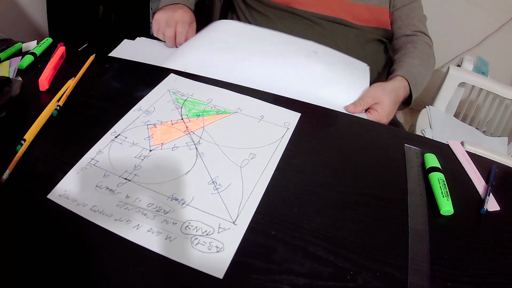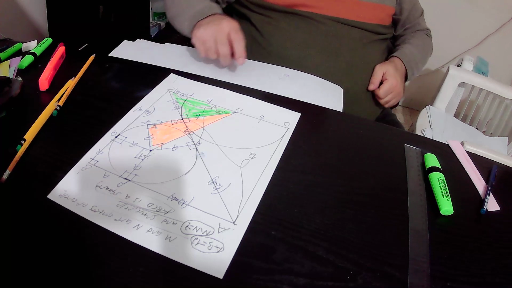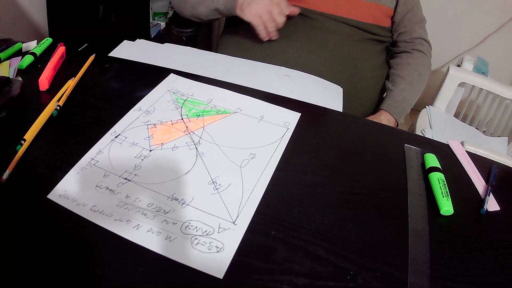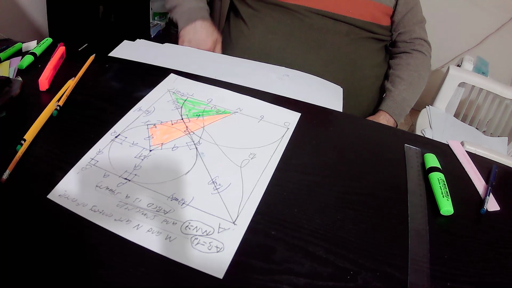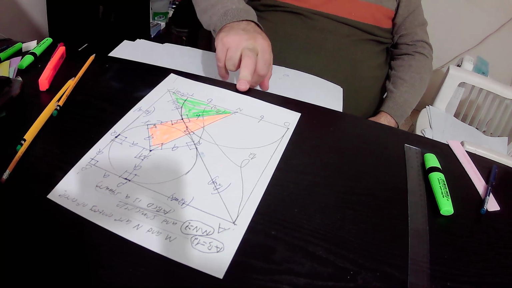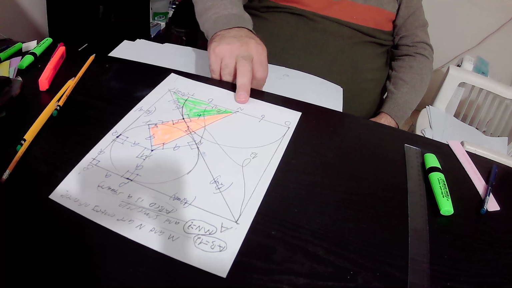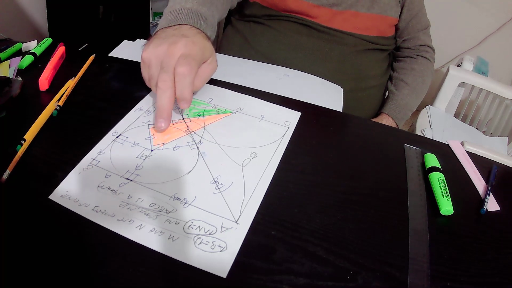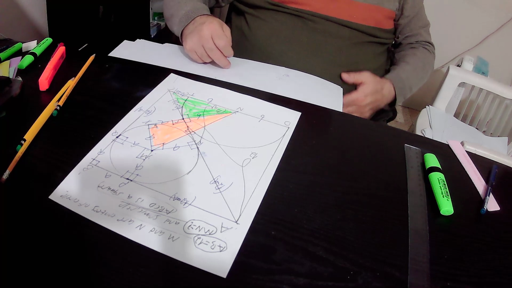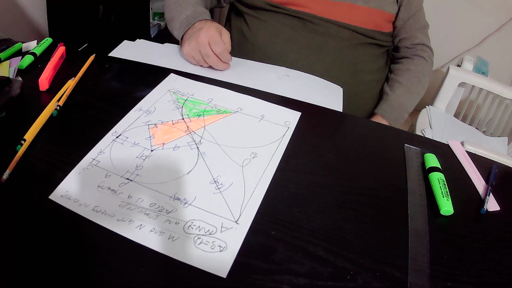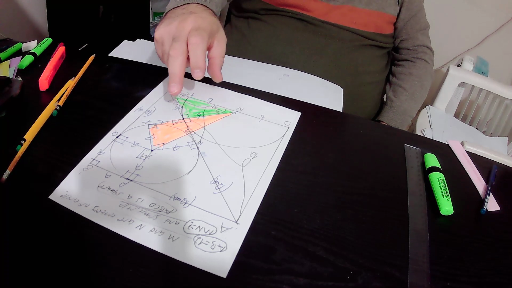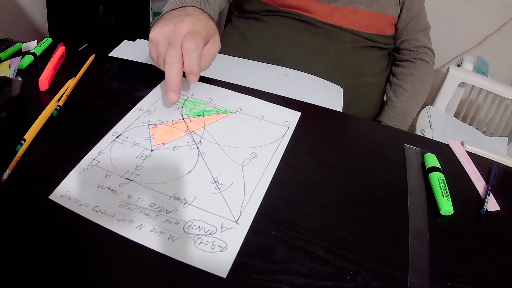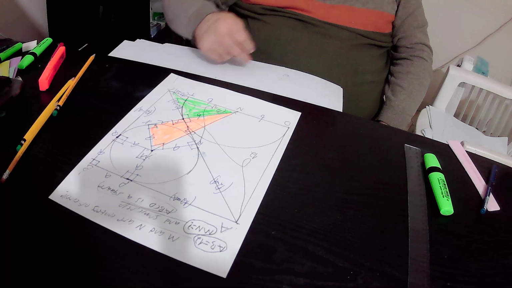We have here square ABCD. One side of square ABCD is equal to 12 units. Inside the square we have a semicircle whose center is at point N, and we have a circle whose center is at point M. And we want to find out the distance between the centers of the semicircle and the circle, that is to say, we want to find out the length of line segment MN.